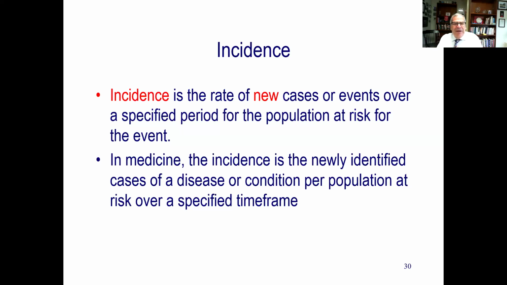Now, let's talk about the incidence rate. This is the rate of new cases or events over a specified time for the population at risk. In medicine, the incidence is the newly identified cases of a disease or condition per population at risk over a specified time. New cases. So if you're thinking about new cases, are you able to identify new cases? And how are you going to do that? That's an important piece to think about.